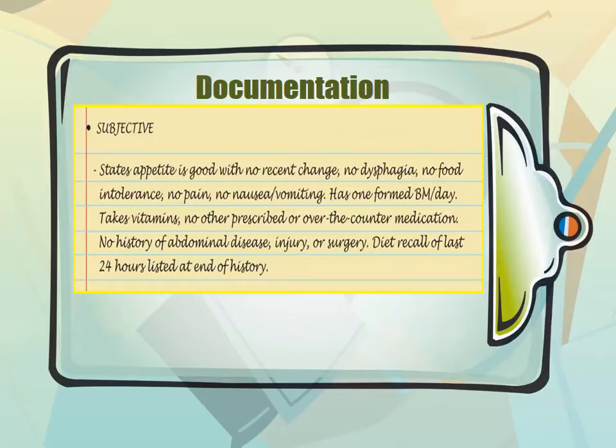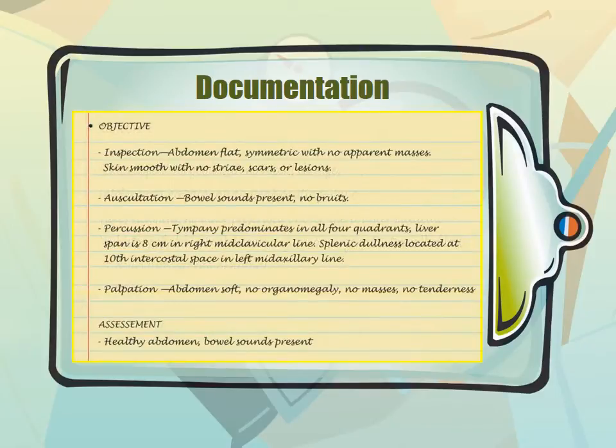We're going to record any kind of medications, whether they are prescribed or over the counter. And we want to know, of course, about their family history as far as abdominal disease is concerned, whether they've had any injuries or surgeries. And we want to know about the last 24 hours, what they've had to eat.